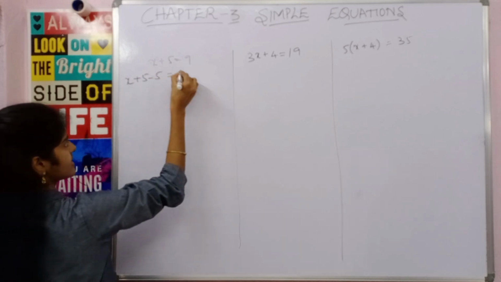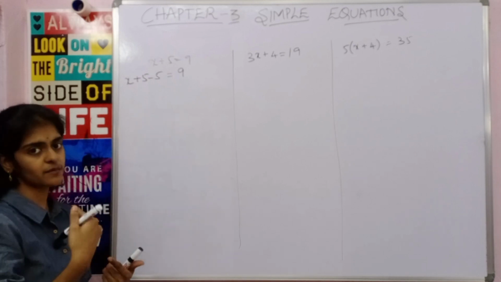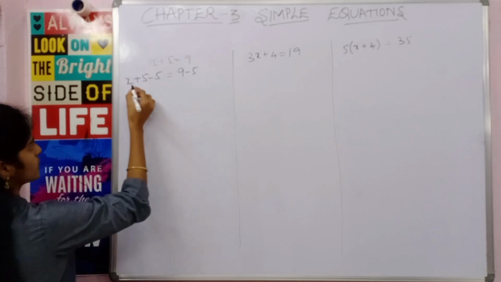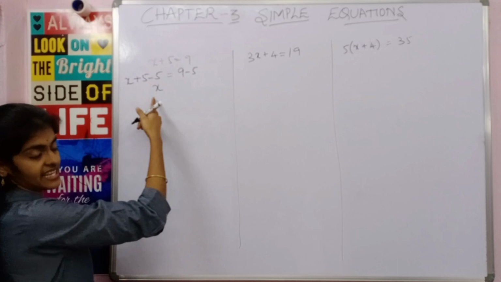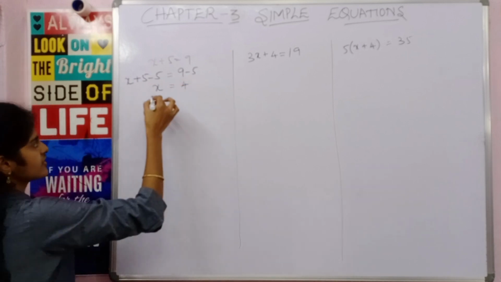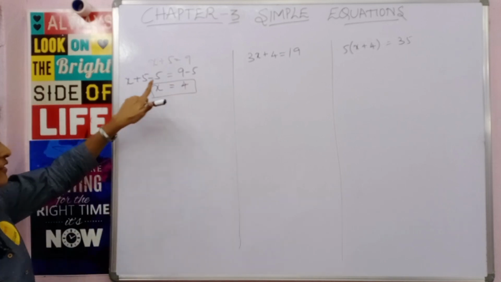When you are subtracting 5 from LHS, the same 5 you have to subtract from RHS also. So this is 9 minus 5. x plus 5 minus 5 becomes 0, so it becomes x. x plus 0 is x, and 9 minus 5 is 4. So x equal to 4, you got without transposing the terms. I am not transposing any term.